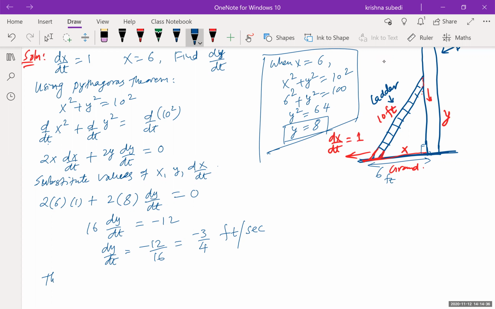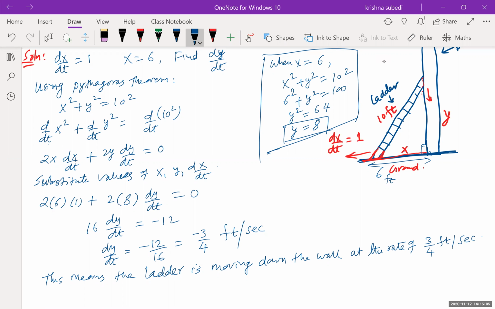So this means the ladder is moving down the wall at the rate of 3 over 4 feet per second.